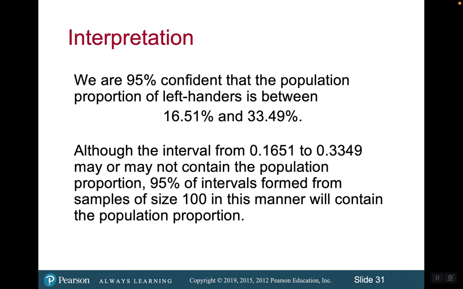Once again, how we interpret this is that 16.51 and 33.49 are the high-low ranges. It might not actually contain the real proportion. 95% of the intervals formed from samples of size 100 will. So once again, one thing is to calculate the information and get the numbers, but it's also the interpretation of the numbers that we're looking for.